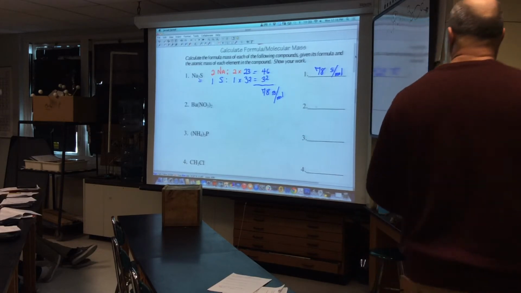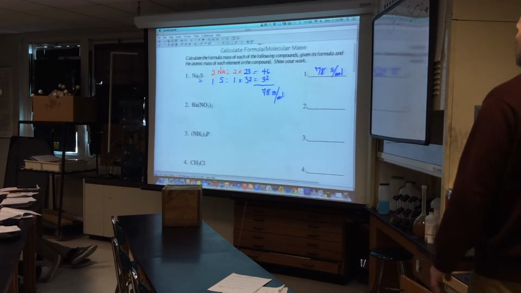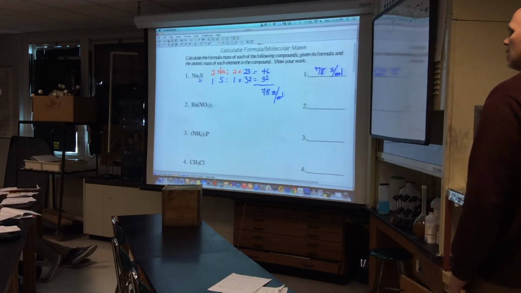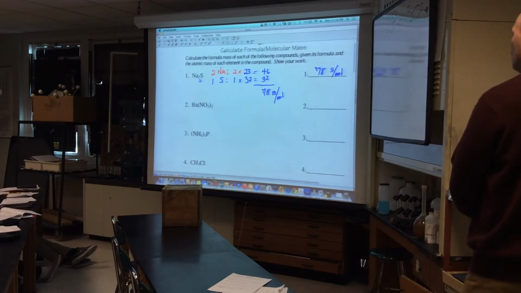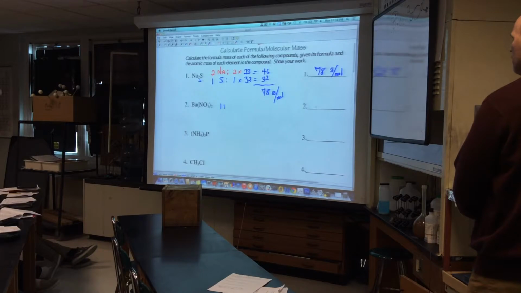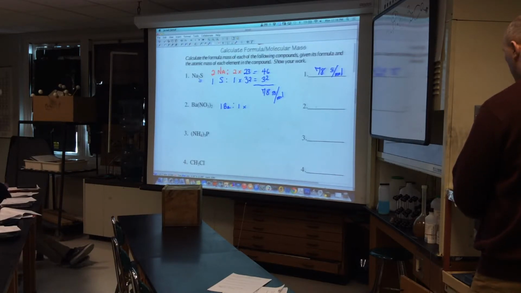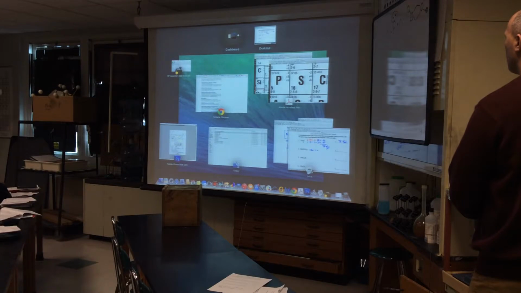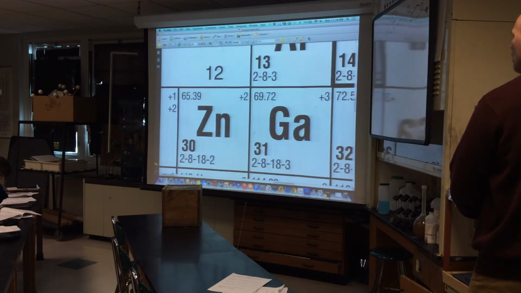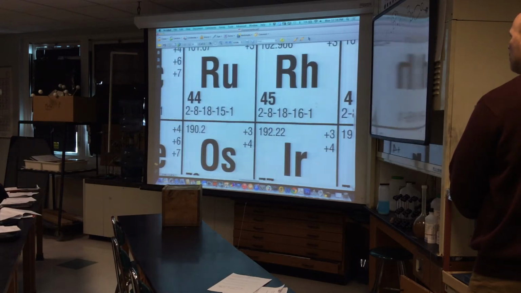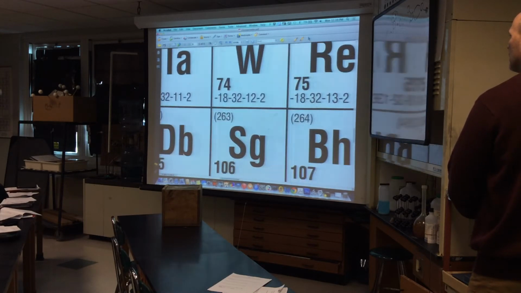So barium nitrate. How many bariums do you see? In 1 mole of barium nitrate, how many moles of barium atoms do you have? 1. So 1 Ba. 1 times, what's the atomic mass of barium? Let's go find Ba. All right, so barium's a 137. People don't believe me. I believe Cam.